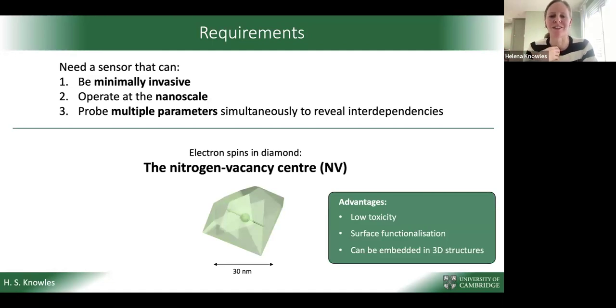Of course, our solution is the NV center in diamond, otherwise I wouldn't be here talking to you today. And I'm sure you're aware of its very promising properties, which include low toxicity. So diamond itself is very inert, so it doesn't tend to perturb biological systems much, which is very nice for a sensor. You want to be minimally invasive. It is amenable to surface functionalization, though, if you get the chemistry right. And of course, being so small, it can be embedded in 3D structures, which is very nice for intracellular sensing.